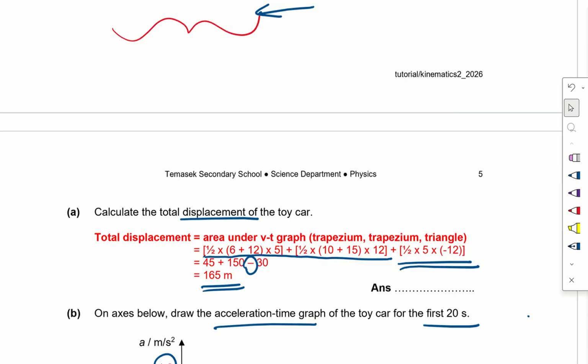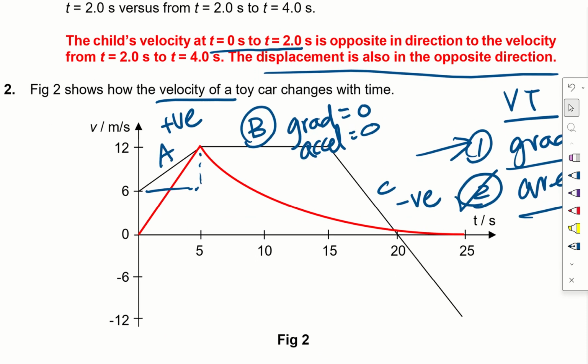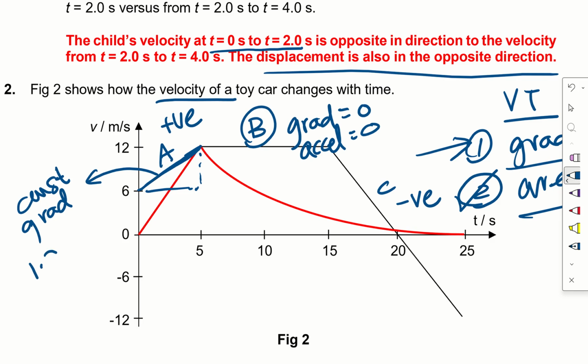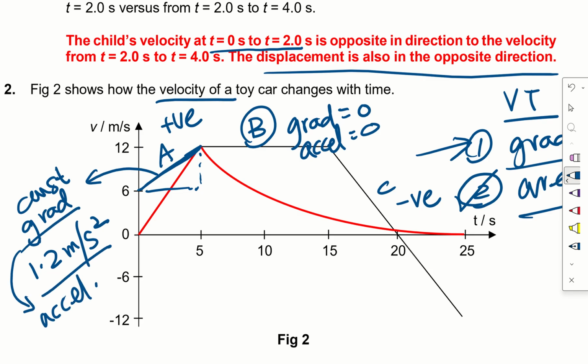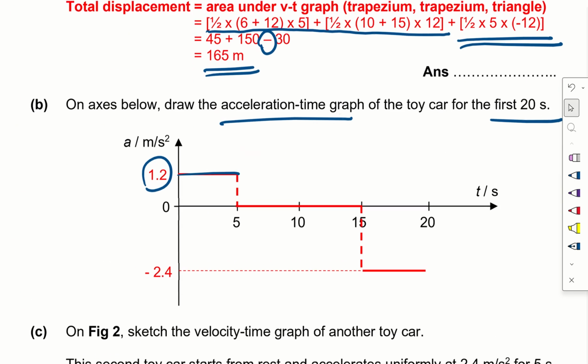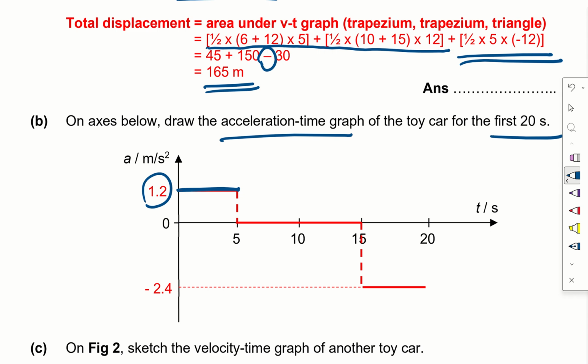Let's take a look. Okay, you see that this line here is actually a straight line. So it has a constant gradient here. And if I were to do the calculation, 6 divided by 5 is a constant gradient of 1.2 meter per second square. If it's a constant gradient, that means it has a constant acceleration of 1.2 meter per second square. And that's why I have this value here. Okay, so this one can also be tested.